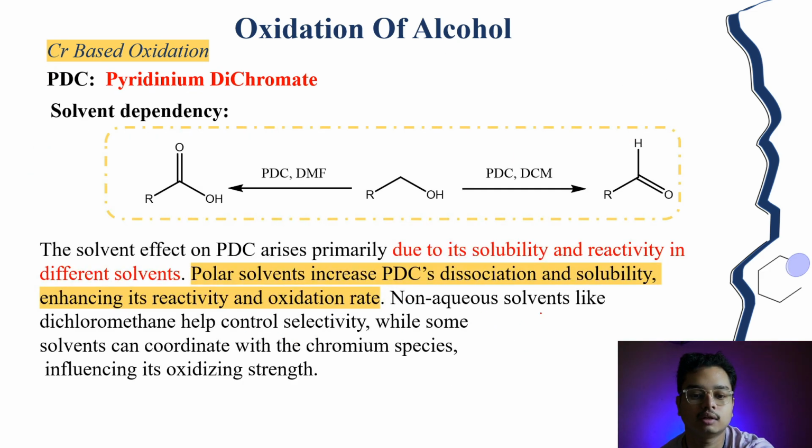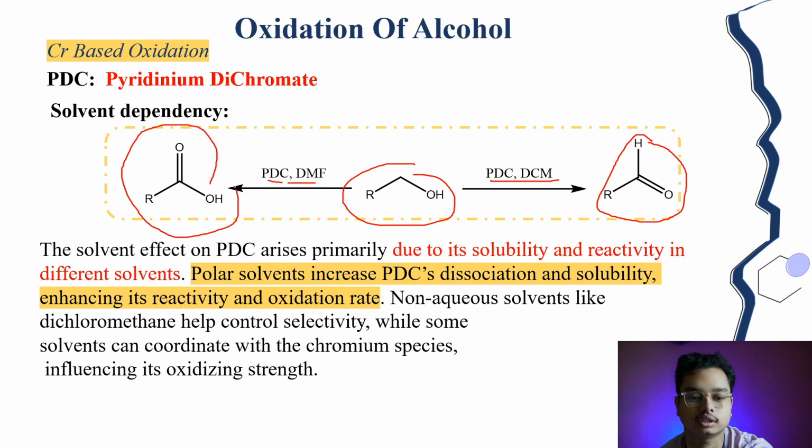Now let us talk about the solvent dependency. So this is the alcohol. If PDC is treated in DCM, then controlled oxidation is shown. However, if the PDC is present in DMF solvent, then uncontrolled oxidation is shown. That means in DCM solvent, the oxidation is restricted to the aldehyde, but in DMF solvent, the oxidation tends towards acids. This type of solvent effect is primarily observed due to the solubility and reactivity in different solvents. DCM is a polar solvent.